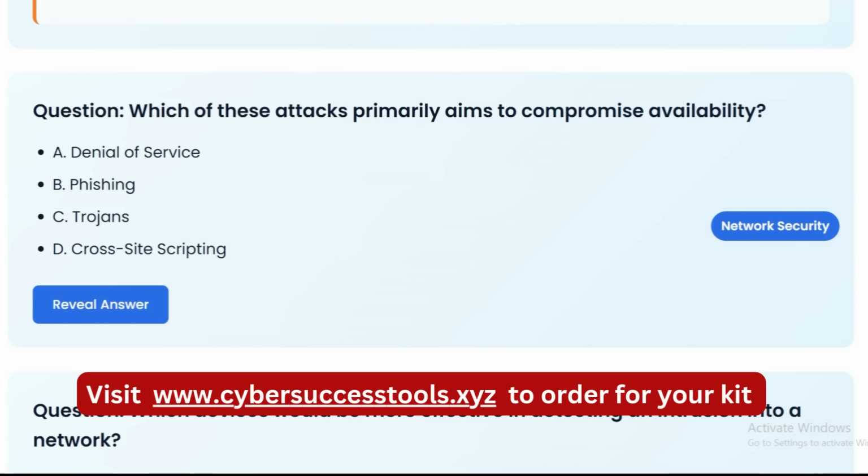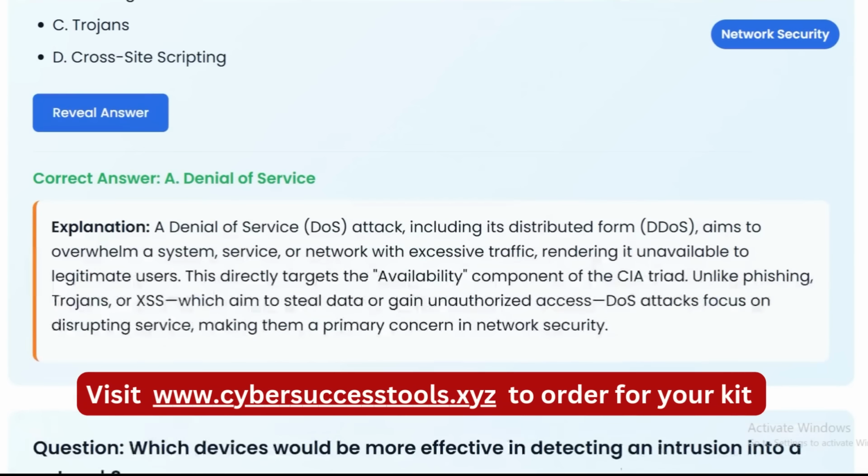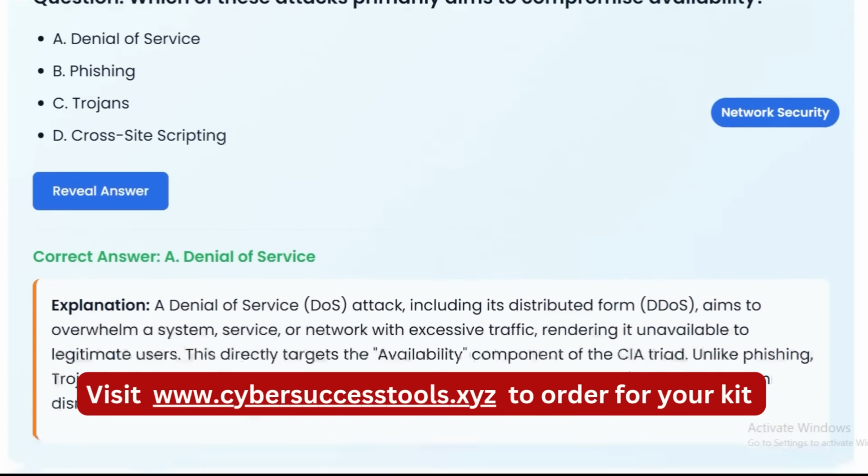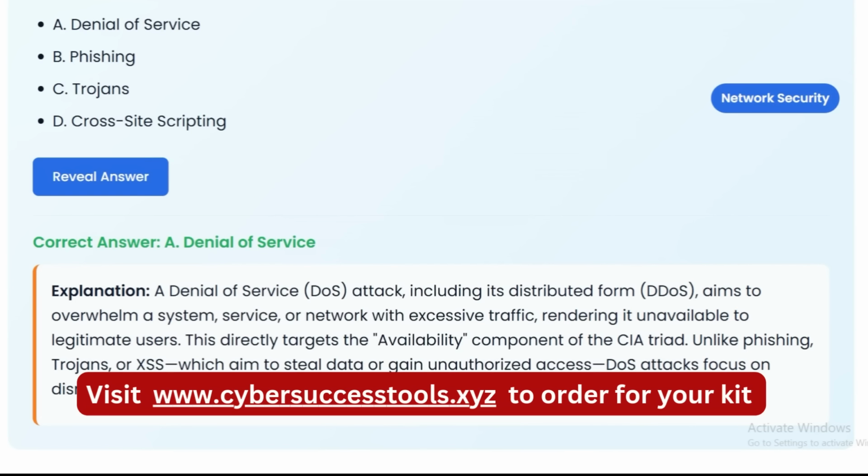So from even the options, the correct answer is A, which is denial of service, which means the service is made unavailable. A denial of service attack, including its distributed form, DDoS, aims to overwhelm a system, service, or network with excessive traffic, rendering it unavailable, which is the keyword, to legitimate users. It directly targets the availability component of the CIA triad, unlike phishing, trojans, or XSS, which aim to steal data and gain unauthorized access. DoS or DDoS attacks focus on disrupting services, making them a primary concern in network security.